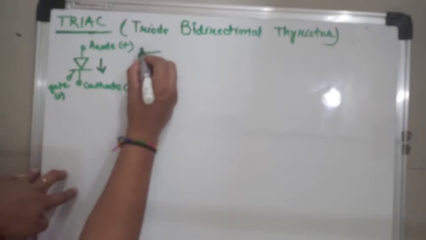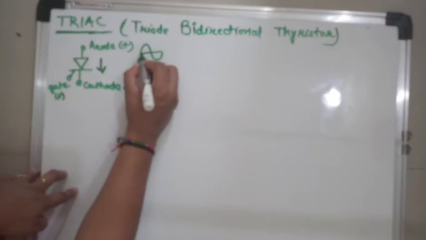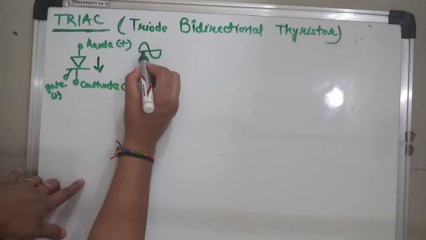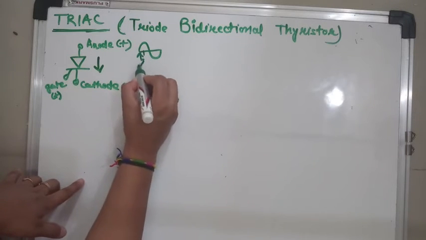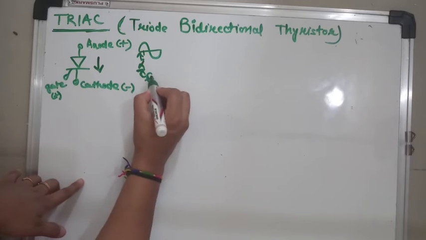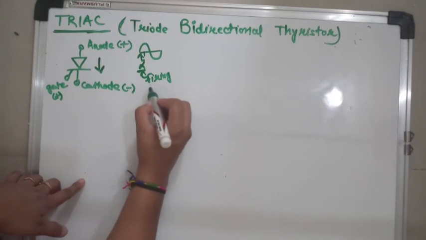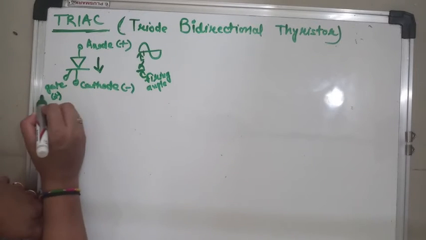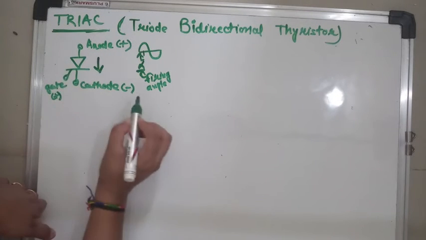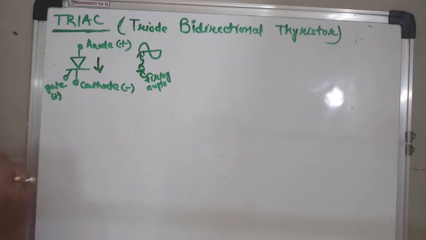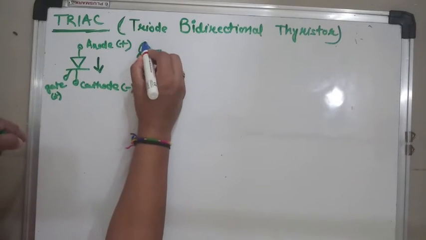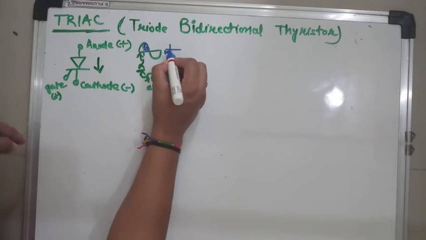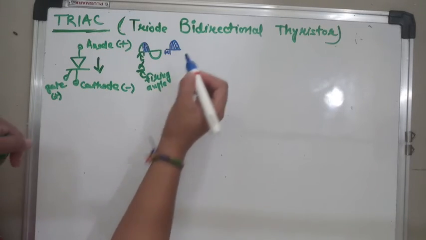In AC, one cycle consists of two half cycles, the positive half cycle and the negative half cycle. Now during the positive half cycle, at an angle alpha, that is the firing angle of the SCR, if I give a positive gate pulse to the SCR, then you will get the controlled output during the positive half cycle.